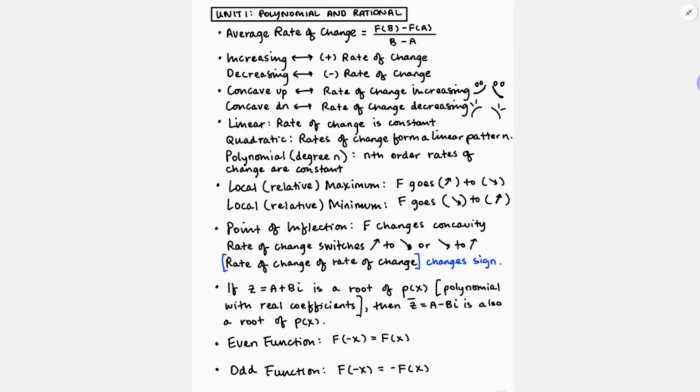Then we also need to know the definition of an even function and an odd function, and I'll just throw those out here. An even function has symmetry across the y-axis, and an odd function has symmetry across the origin. But those are the formulas that we would need to know about an even and an odd function.